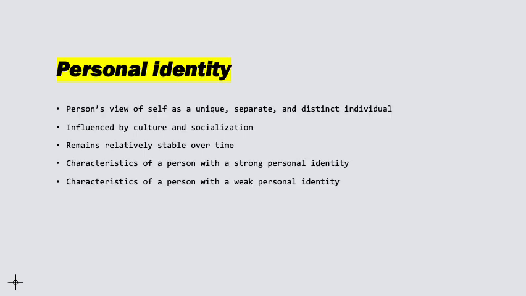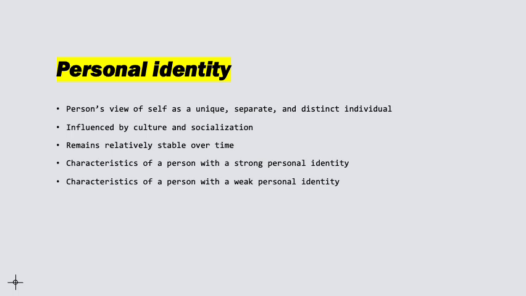Personal identity is a person's view of self as a unique, separate, and distinct individual. It can be influenced by culture and socialization. This begins in childhood when a person identifies with parents and extended family members, and then by teachers, friends, and other people with whom the person comes into contact with. Personal identity remains relatively stable over time.